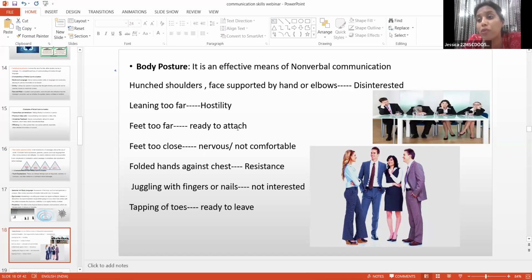So the patient is able to cue this resistance. Almost all the non-verbal communication which occurs is non-intentional, but it expresses and indicates what exactly is going on in our mind. Juggling with fingers or nails again indicates not interested.